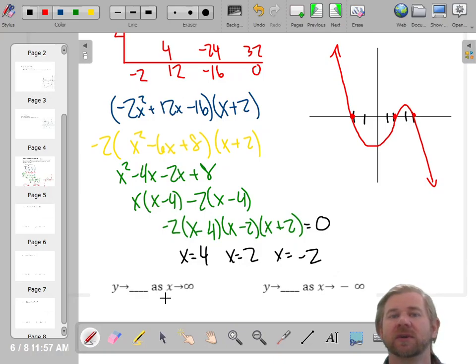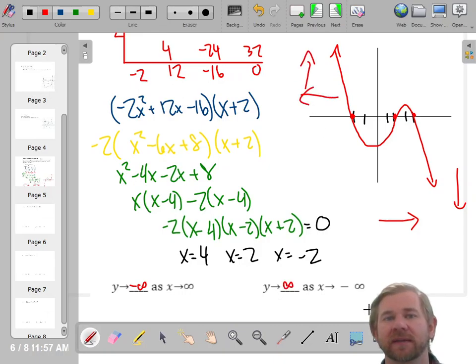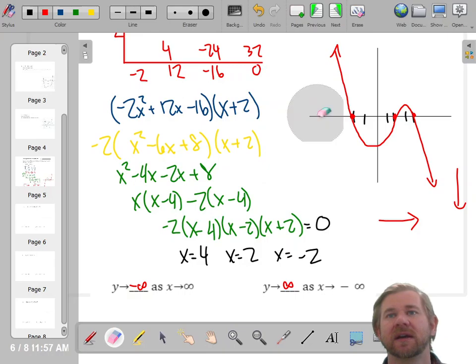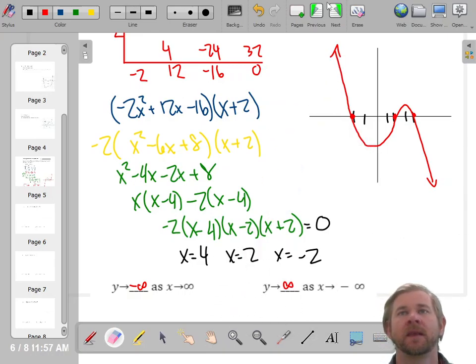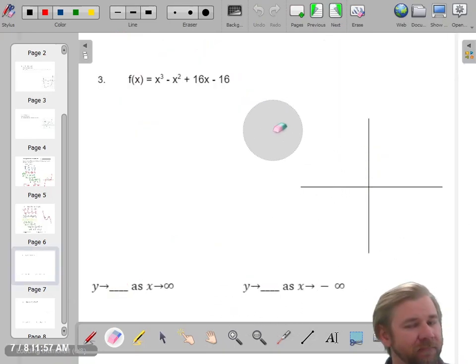Again, as x goes to infinity, as you go to the right, this thing goes down, so we say negative infinity. And as you go to the left, this thing goes up, so we say positive infinity. Down is negative infinity, up is positive infinity. So you can see my endpoints there. Great. Okay. Nothing too fancy. Let's try another one.